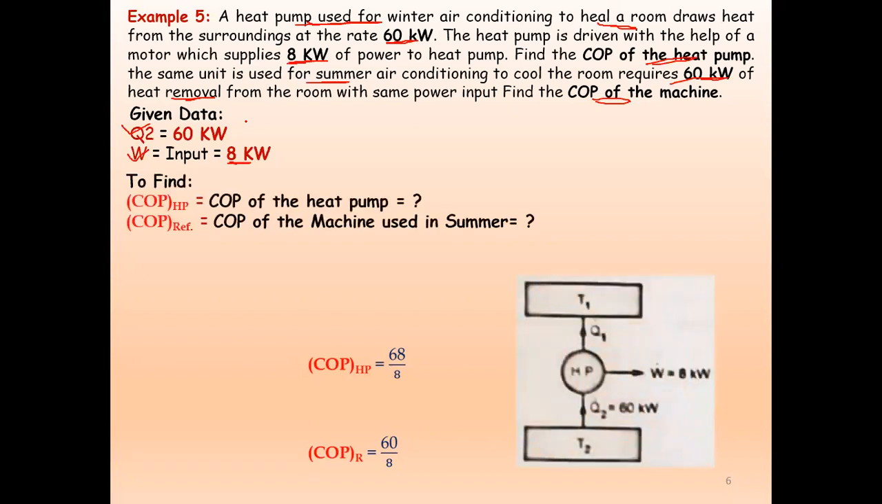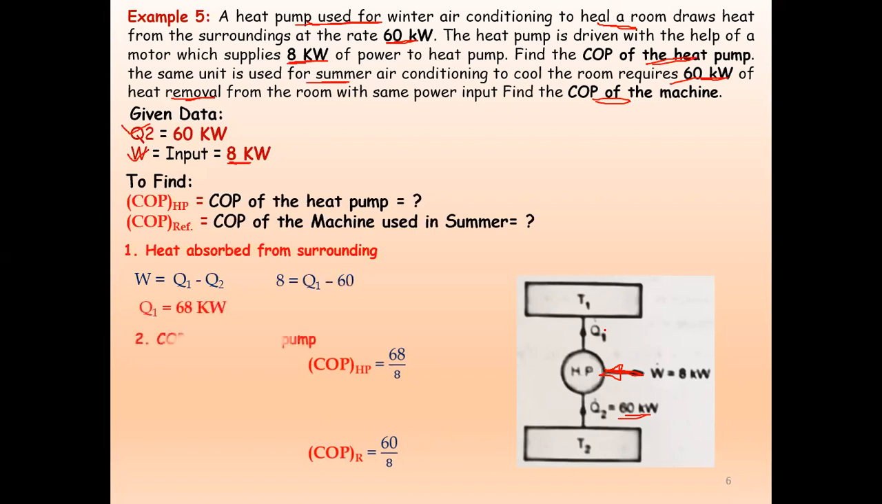So we have this diagram. For the heat pump, the work input is W, the heat rejected is Q1, and Q2 is the heat absorbed. So Q2 is 60, and we have to find out Q1. We know that W is equal to Q1 minus Q2. So 8 is equal to Q1 minus 60. So we get the value of Q1 as 68.